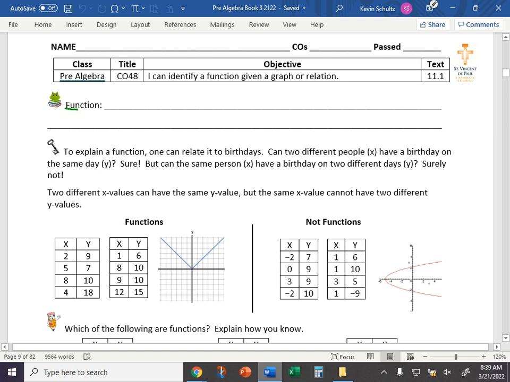Hey, pre-algebra, we are covering CO48, identifying a function, given a graph or relation. We just reminded ourselves what a relation is.